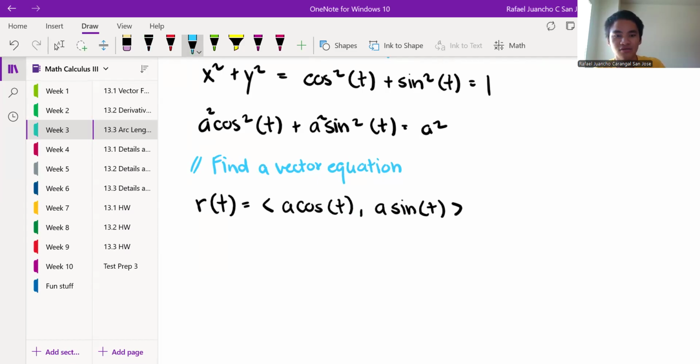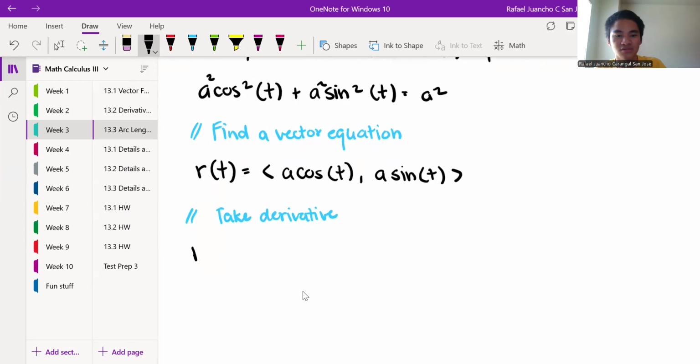And now we take its derivative to find the tangent vector. So here we say r prime of t. The derivative of this, we assume a is constant. So we have minus a sine, because this is a negative sign. I'm just putting the pieces together. So negative a sine t, comma, a cosine t.